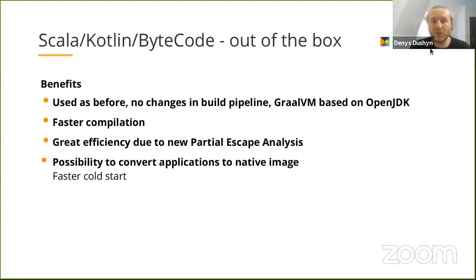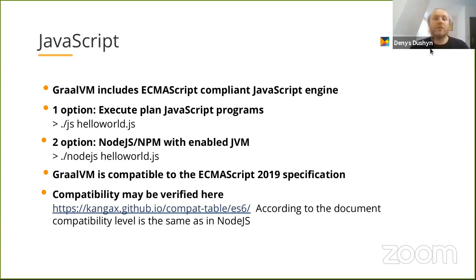Java bytecode to native images. The second language that it's possible to use and run applications is JavaScript. GraalVM includes an ECMAScript compliant JavaScript engine. The first option to run programs written in JavaScript is to use the JavaScript interpreter. It is based on the Truffle framework. It is available out of the box.